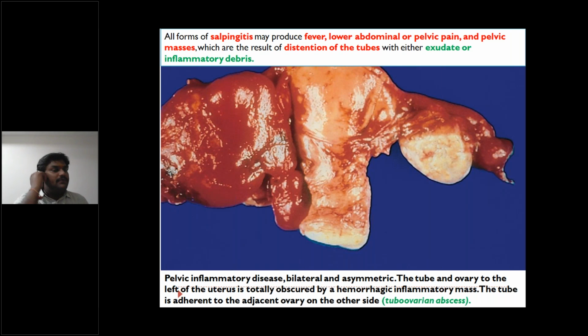This is the gross photograph of a case of pelvic inflammatory disease. You can see bilateral, both tubes are involved here. Both tubes are reddish, and some portion of the ovary is also showing this erythematous change. The ovary and fallopian tube both are involved and they're forming a mass. So this is called a tubo-ovarian abscess. So this is how a case of pelvic inflammatory disease looks grossly. You can see both tubes, and of course one side of the ovary has become distended and filled with pus.